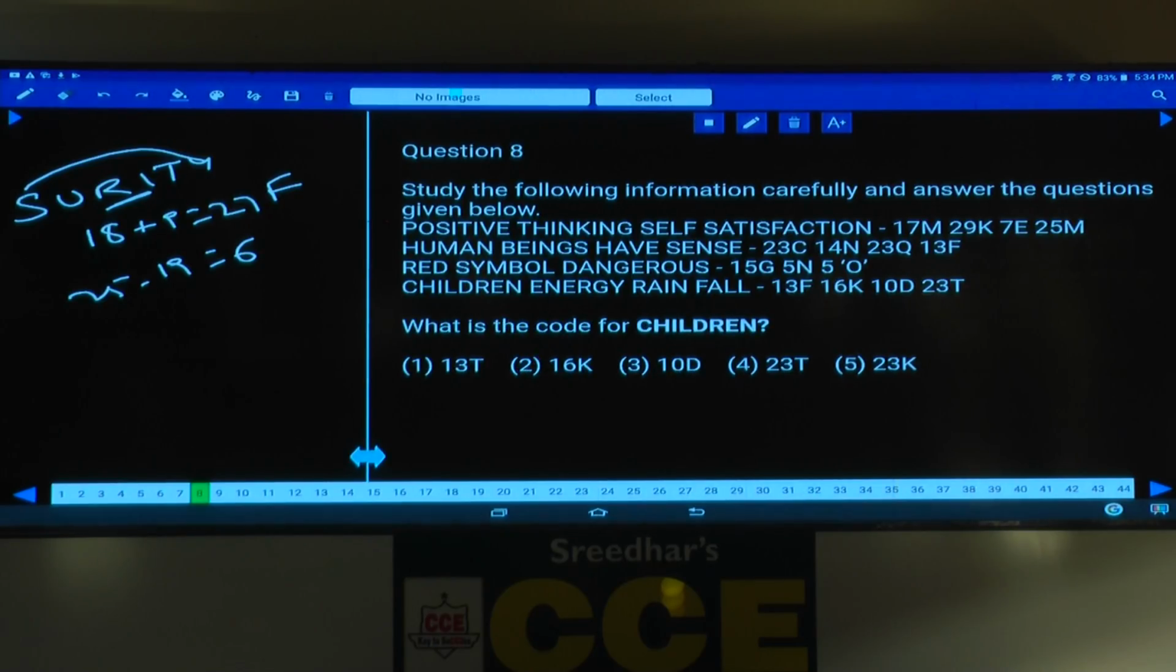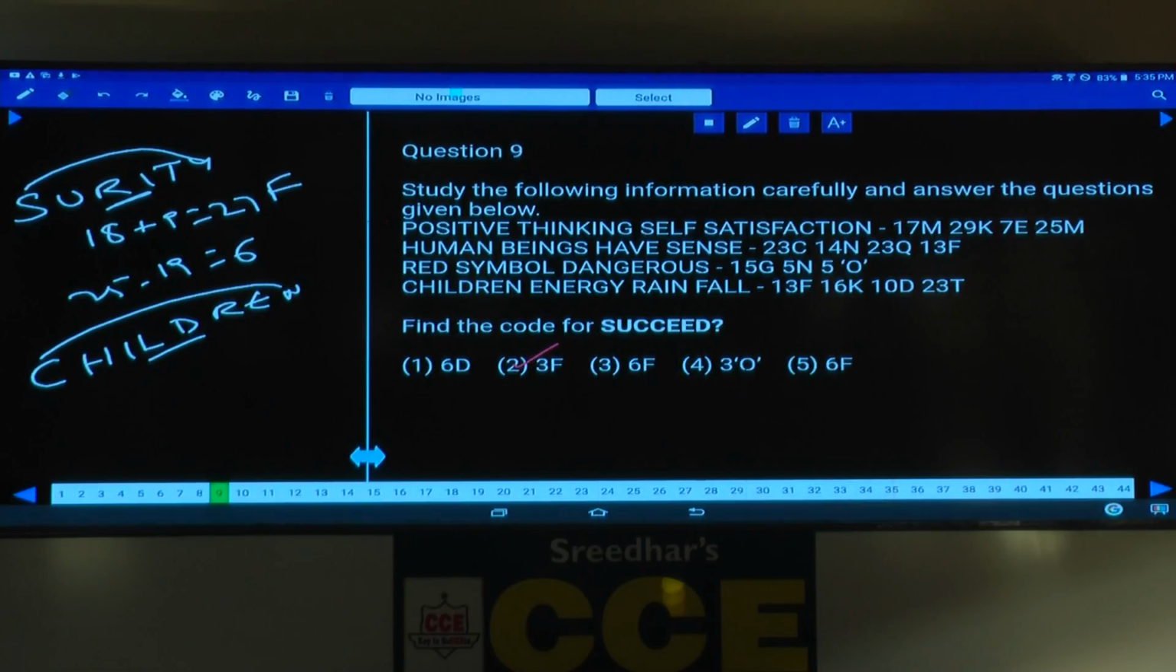And what is the code for the word children? C-H-I-L-D-R-E-N. Hence the sum of these two: L plus D is how much? 12 plus 4 is 16. Now 16, this is the element. And C and N, the difference between these two letters is K. 16K, that is choice 2.